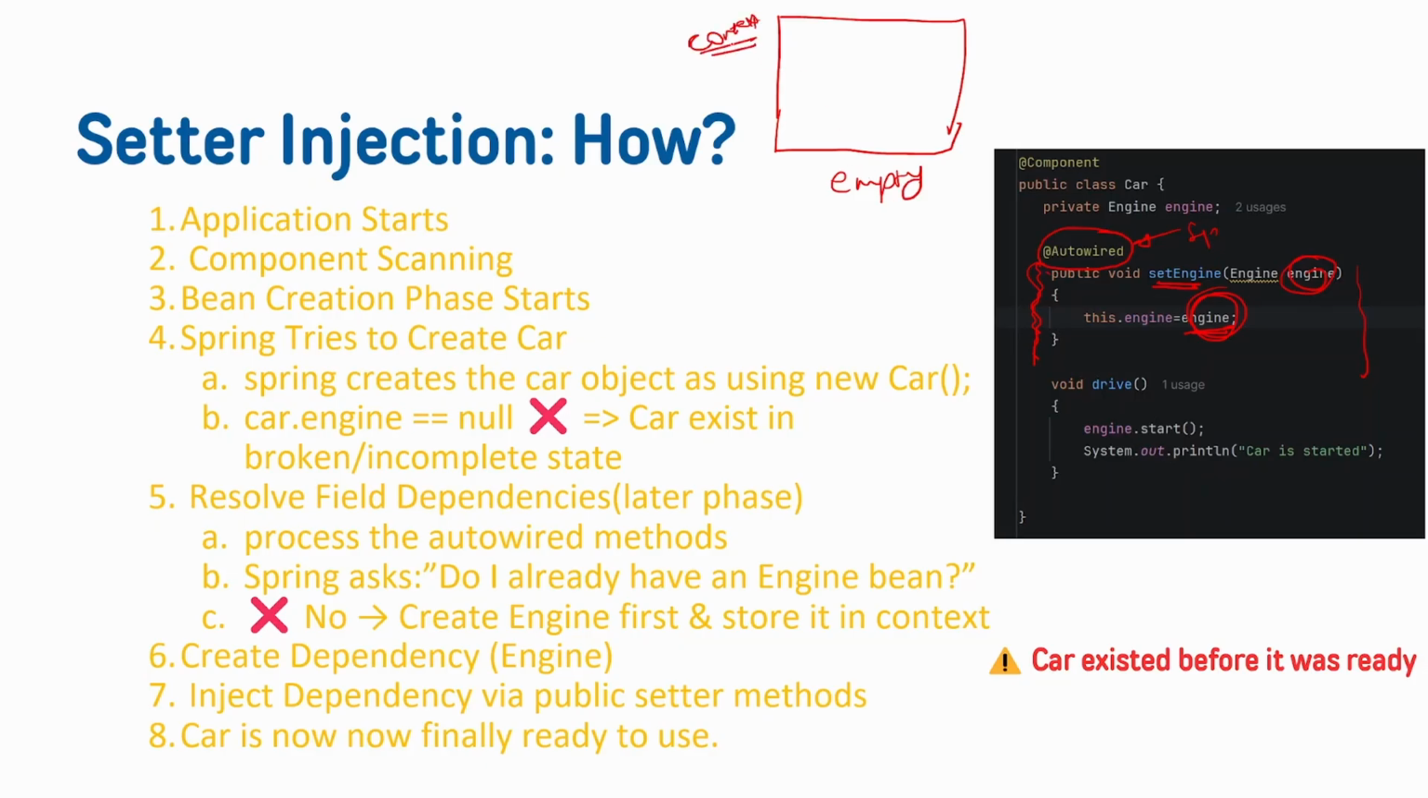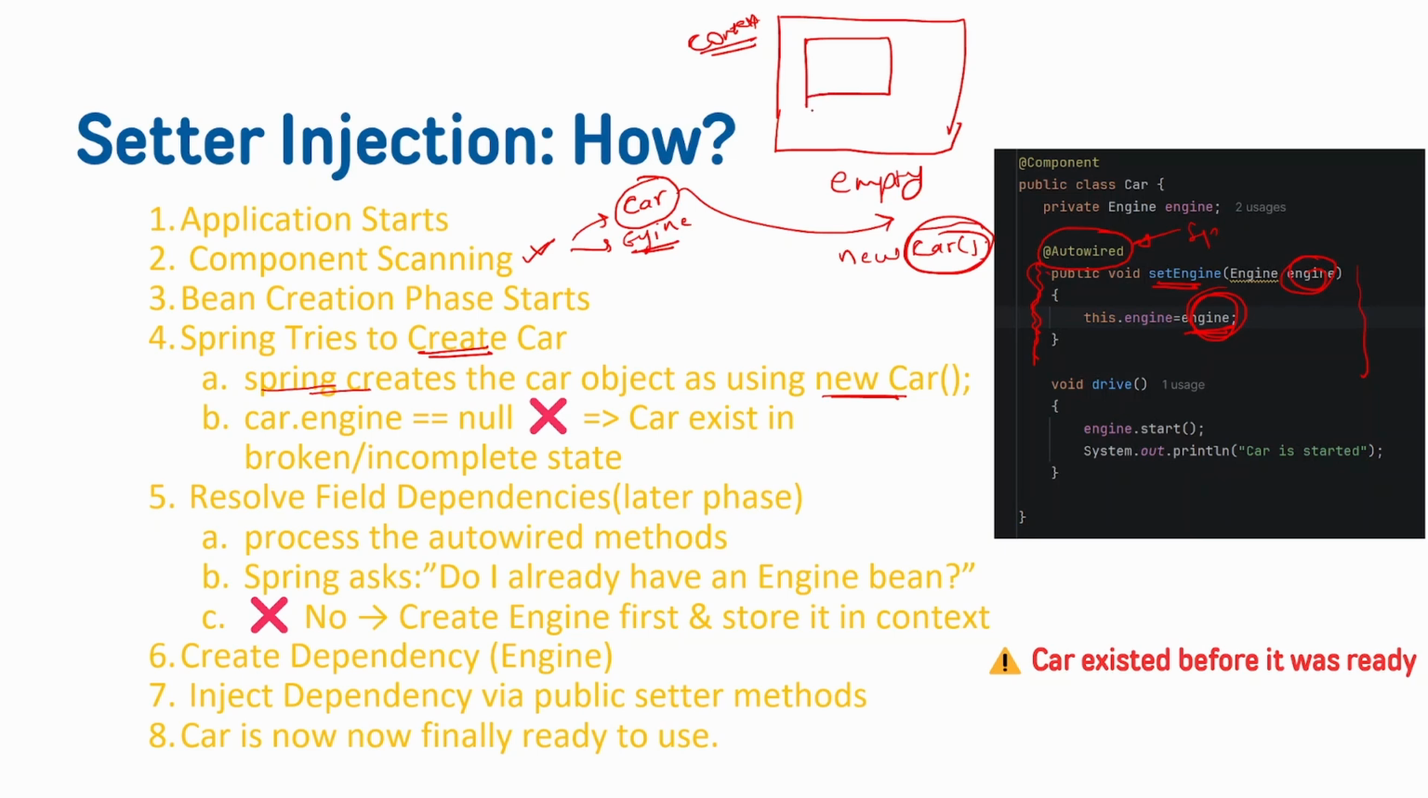Context is empty. So first it will start scanning the component and find that we have the two components, car and engine. Now Spring tries to create the car, and since there is no constructor defined, it calls the default constructor, new car, and since there are no dependencies in it, car can be created easily. Spring creates the car using new car, and at this instant the car is created and added to the context.